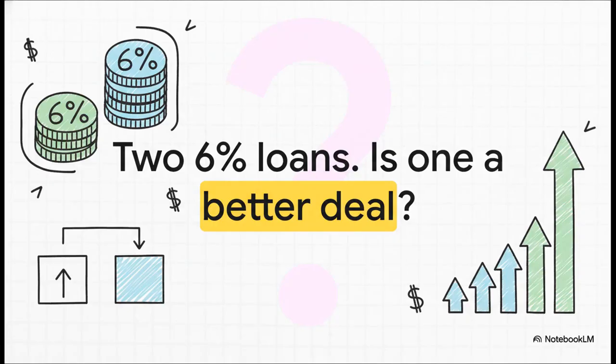So let's kick things off with a very practical scenario, something you will absolutely face out there in the business world. Imagine your company needs some capital for a big new project. You've got two loan offers on your desk, and both are advertising a 6% interest rate. Now, on the surface, they look identical, right? Your first instinct might be, they're the same. But this right here is where a truly great financial manager separates themselves from an average one. It's all about looking past what's on the surface.